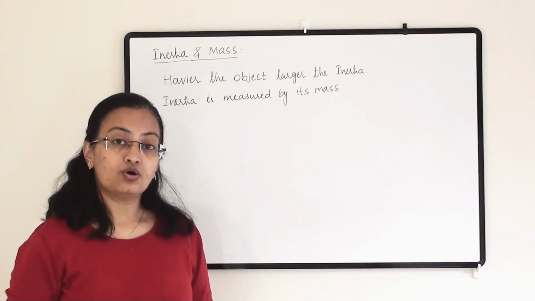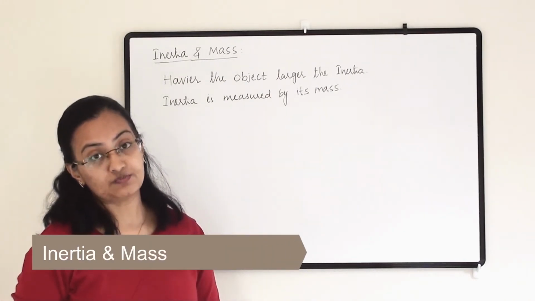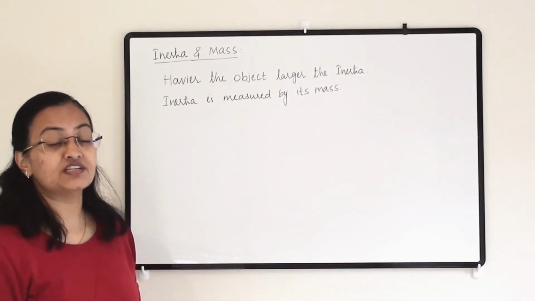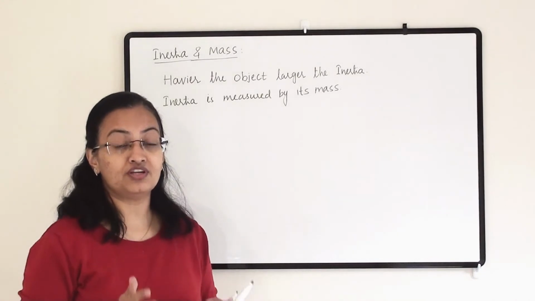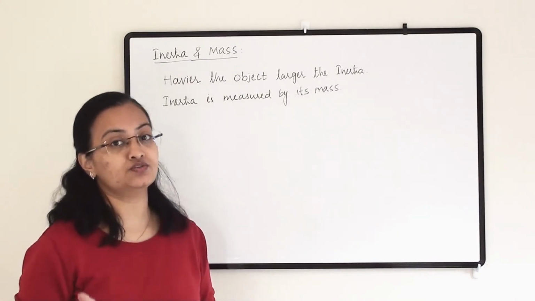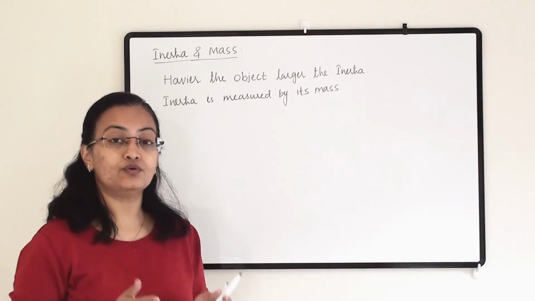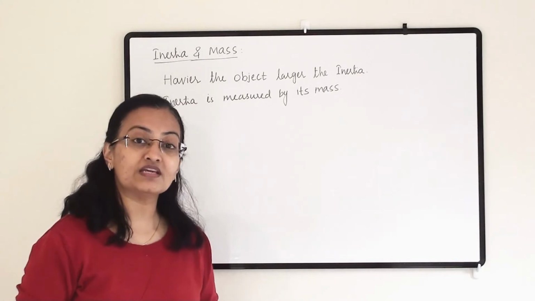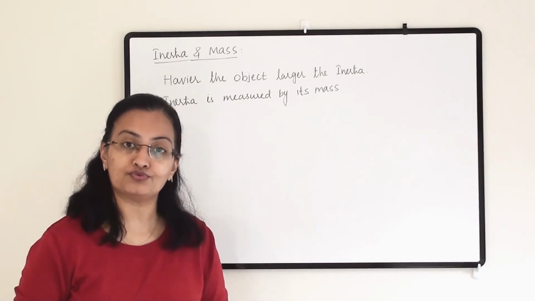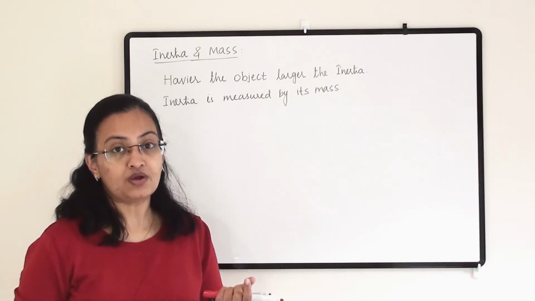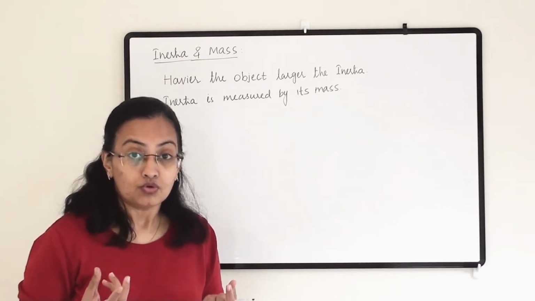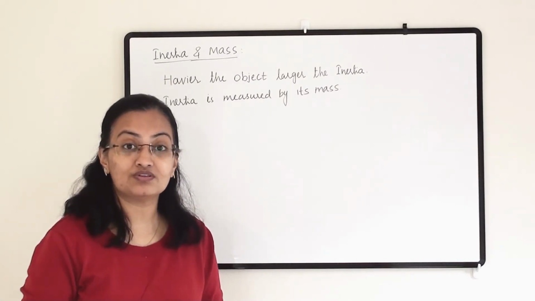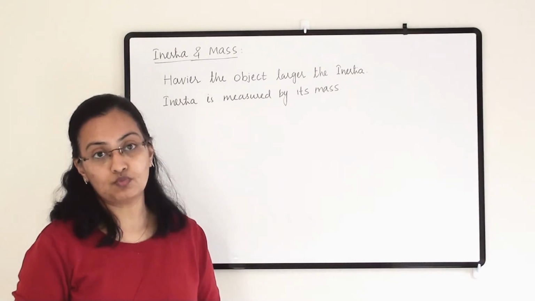Now inertia is always associated with an object's mass. Heavier the object, larger the inertia. So if the object is heavy, then its measure of inertia is more. Whenever we are calculating inertia or taking a measure of inertia, we always have to keep in mind the mass of that particular object. For example, a 1 rupee coin and a 5 rupee coin. Whose inertia will be more? Obviously the 5 rupee coin's inertia is more because it is bigger, its mass is more.